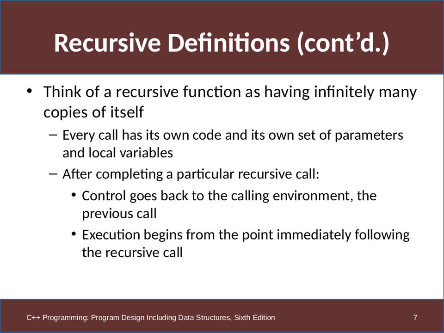Think of recursion as having infinitely many copies of itself. Every call has its own code and set of parameters and local variables. That should be very obvious from what I've talked about earlier with memory. Every time you call a function, you're allocating all the local memory on the stack every time the function is called.